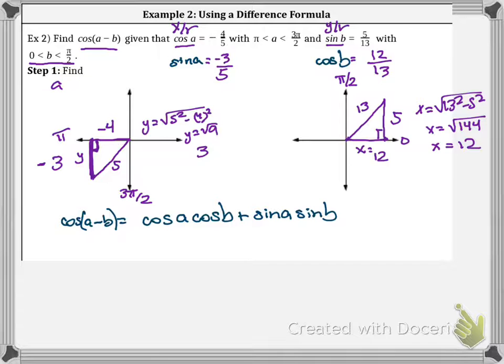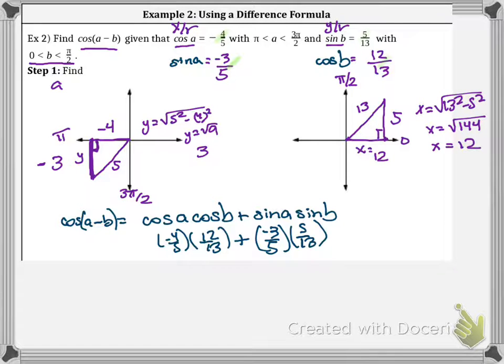So for cosine of A, we just plug in what we have. We know cosine of A is negative 4 over 5. Cosine of B is 12 over 13. Plus sine of A, which is negative 3 over 5, times sine of B, which is 5 over 13.